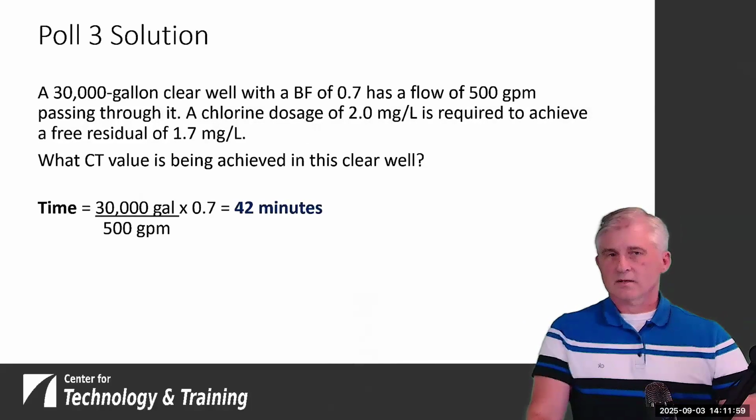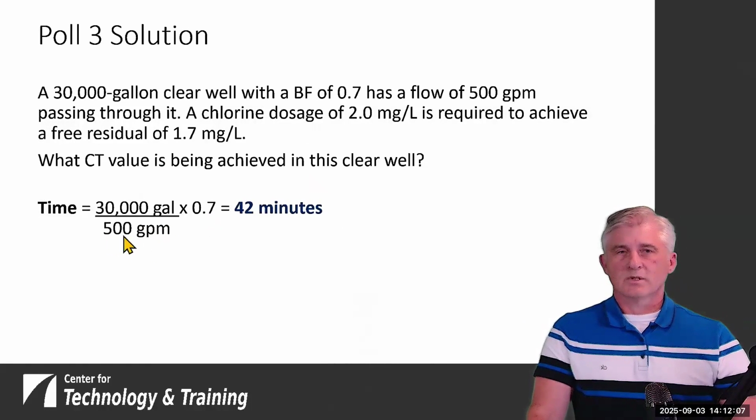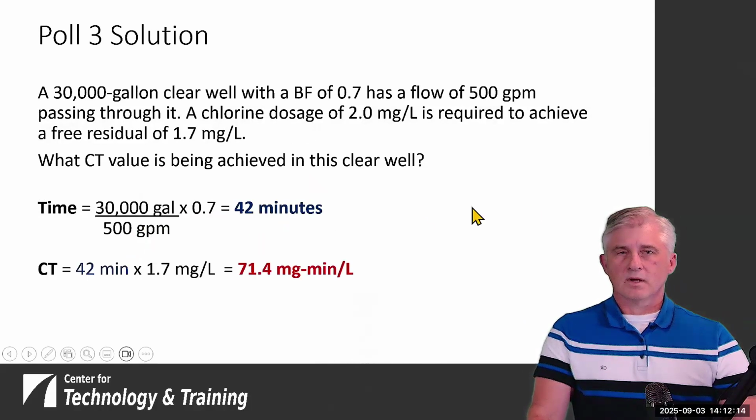We can find our time by multiplying our 30,000 gallons by our baffling factor. You divide by our flow, and it gives us 42 minutes. We use that to get our CT. We multiply by our free residual of 1.7. That gives us 71.4 milligram minutes per liter.